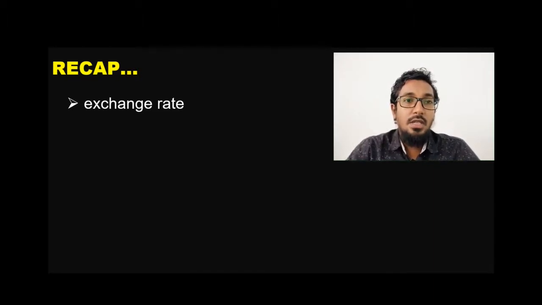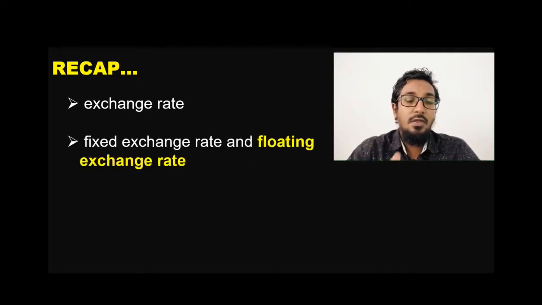Then later you studied the different types of exchange rate, that is fixed exchange rate and floating exchange rate. In a fixed exchange rate, government set a particular rate that do not change with the change in the demand for the currency and supply of the currency. Unlike that, in a floating exchange rate, it fluctuates with the change in the demand for the currency and supply of the currency. It does not remain at a certain value.